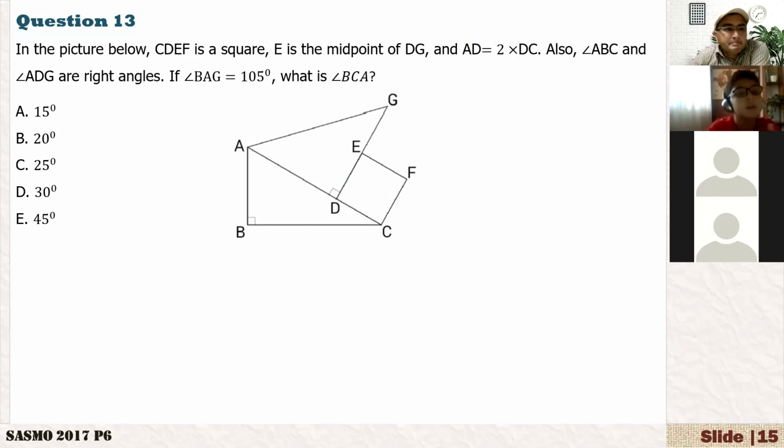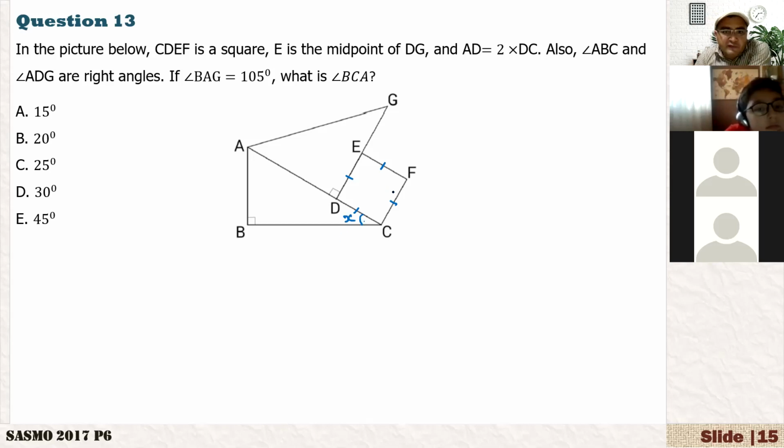In the picture below, CDEF is a square, E is a midpoint of DG, and AD is equal to 2 times DC. Also, angle ABC and angle ADG are right angles. If angle BAG is 105 degrees, what is the angle BCA? Okay, very good. So the angle BCA, we need to find this angle.